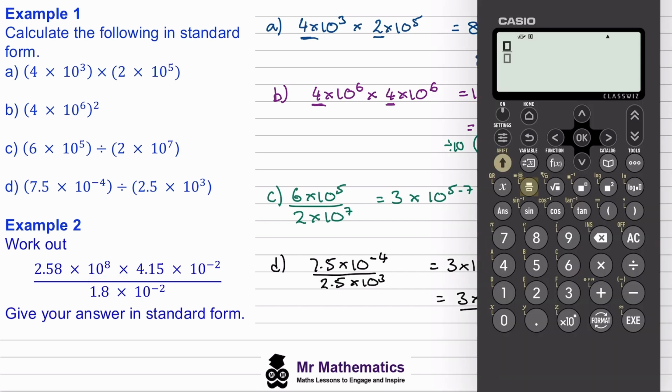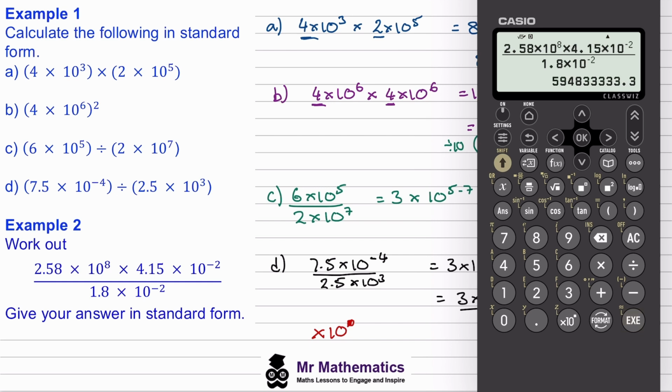I'll enter the fraction. We've got 2.58, and then we can use this button, 10 to the space on the bottom row, and then we can enter the power of 8, multiplied by 4.15 times 10 to the power of negative 2, all divided by 1.8 times 10 to the power of negative 2. Then we'll press the exit button.